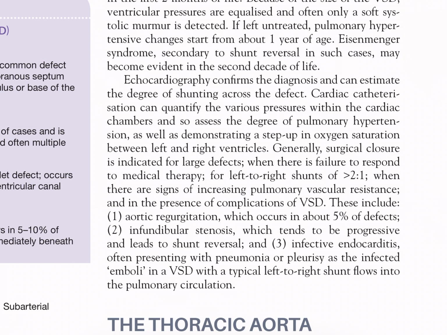for left to right shunts of more than 2:1, when there are signs of increasing pulmonary vascular resistance, and in the presence of complications of VSD. These include aortic regurgitation, which occurs in about 5% of defects, infundibular stenosis, which tends to be progressive and lead to shunt reversal, and infective endocarditis, often presenting with pneumonia or pleurisy as the infected emboli in a VSD, with a typical left to right shunt, flow into the pulmonary circulation.